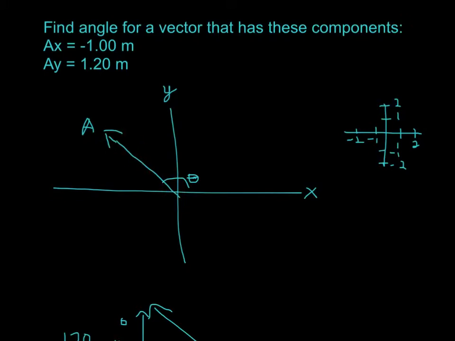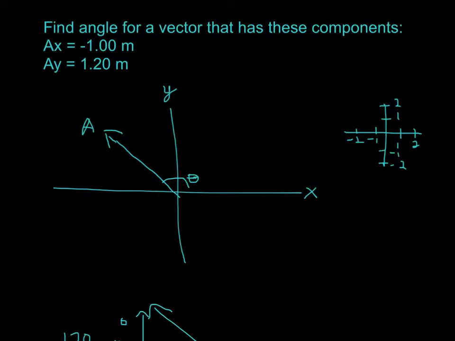Now, it will usually specify where it wants the angle, but here it says it's from the x-axis all the way to the vector, so that's your angle. So now what we want to do is find this angle. So how would we approach that?